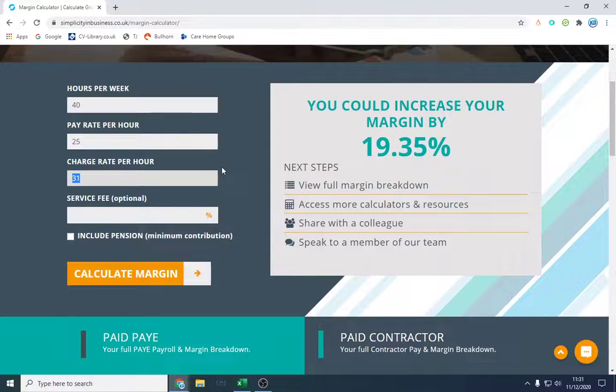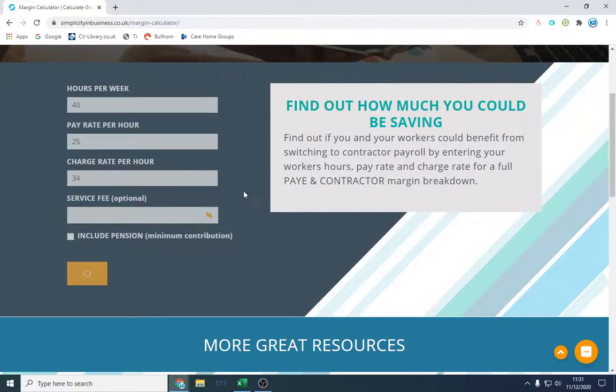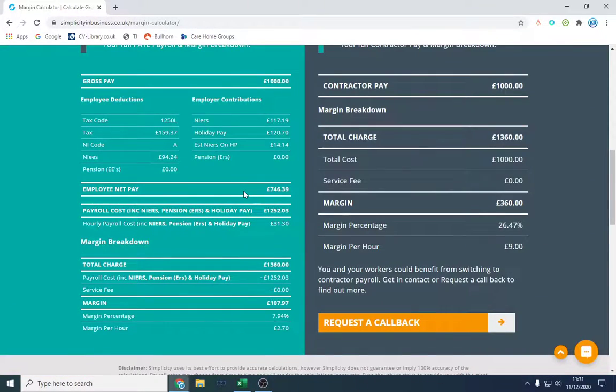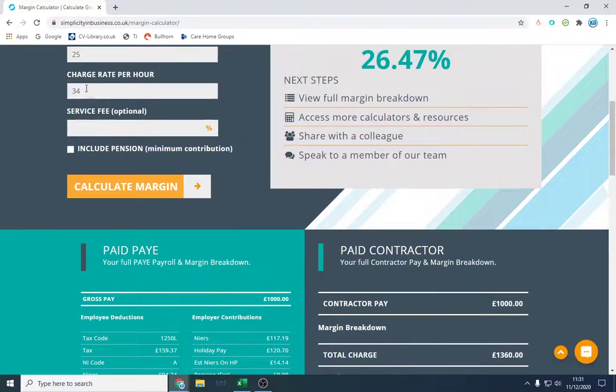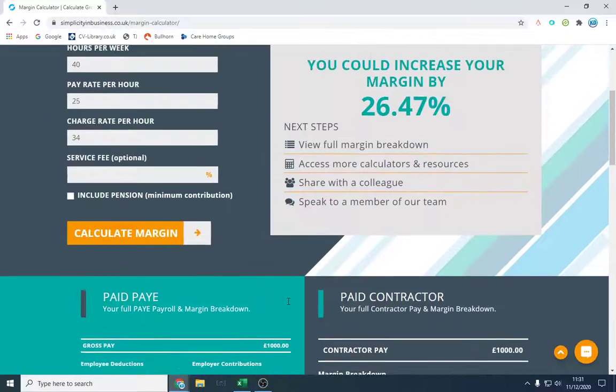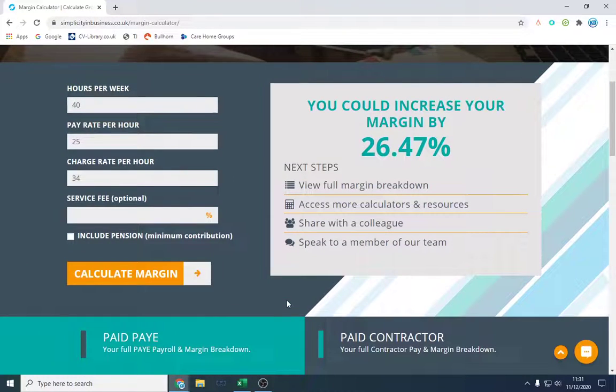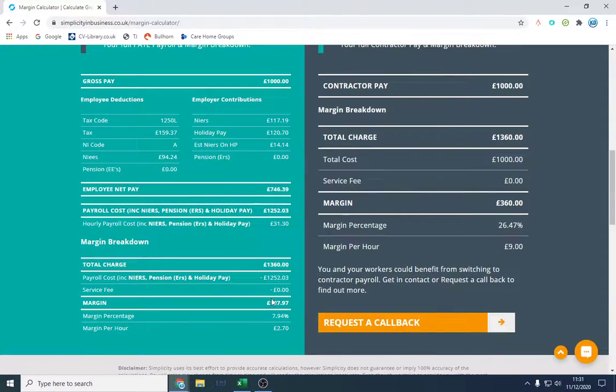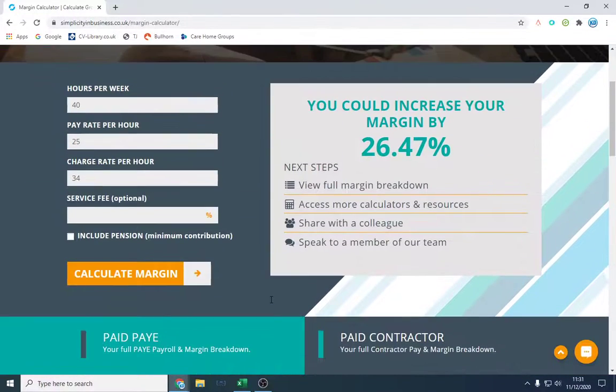Now, there are things you can do with this. So obviously putting the price up per hour would increase that. So even just a slight increase gives you £100 per week. Like I said, if you've got 10 nurses at this rate with a £9 margin, you will be making a lot more. You'll be making £1,000 per week in profit, which is extremely good.